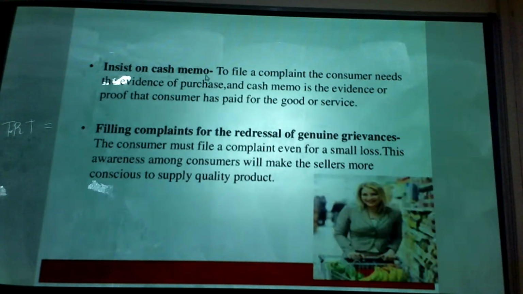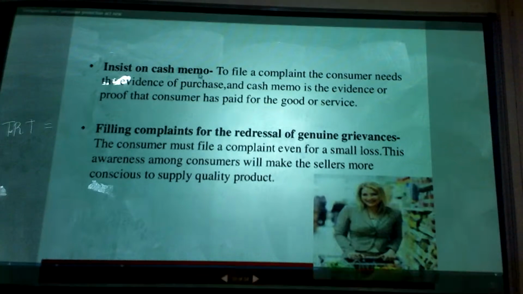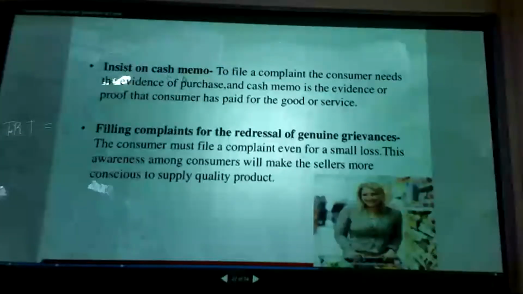Why are people building this kind of record? These are all major evidence. Only with this evidence can you raise your voice, in case they deliver a defective product.